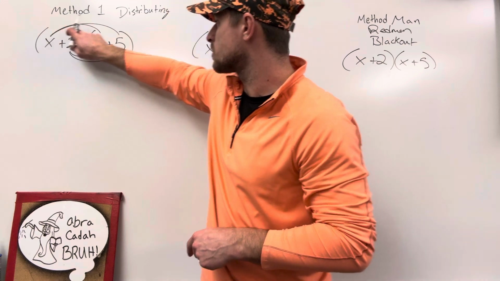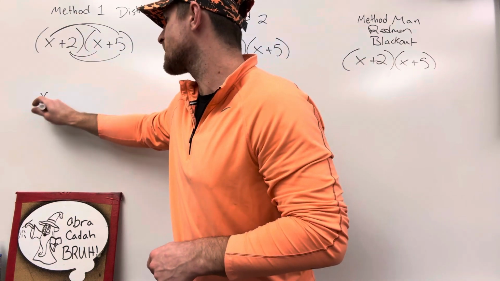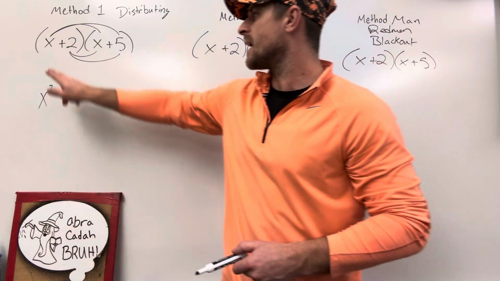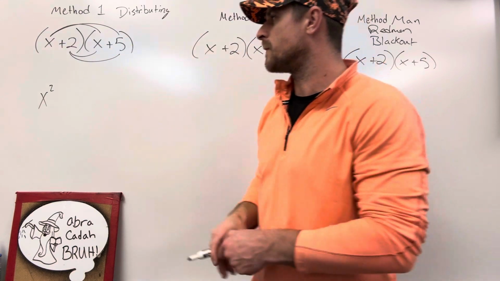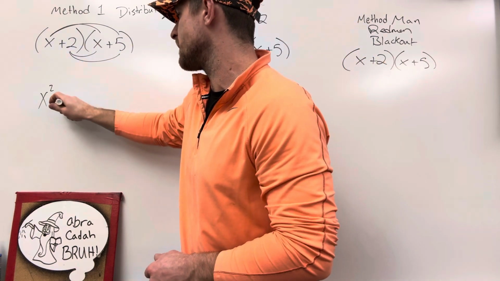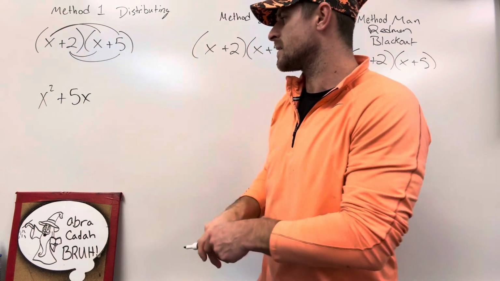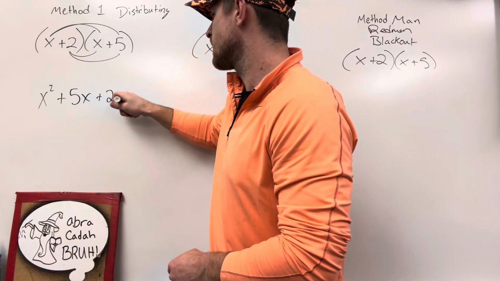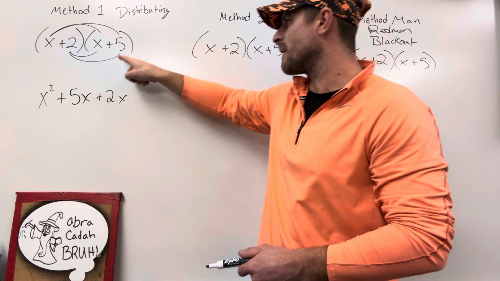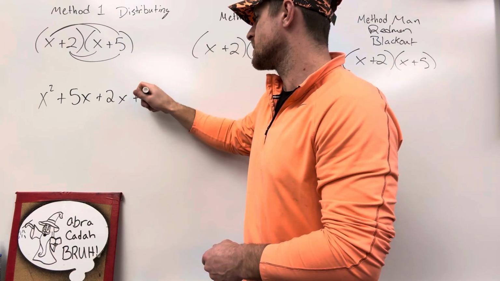So x needs to multiply by x, and we all know x times x is x squared. x needs to multiply by 5, so 5 times x, or x times 5, is going to give you 5x. 2 needs to multiply by x, that's going to give you 2x. And then 2 needs to multiply by 5, that's going to give you 10.